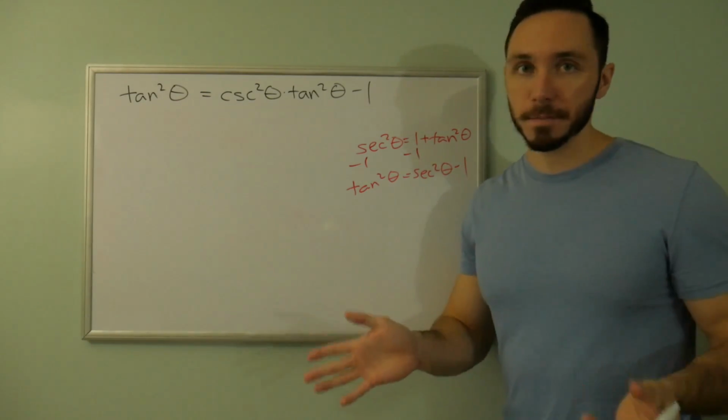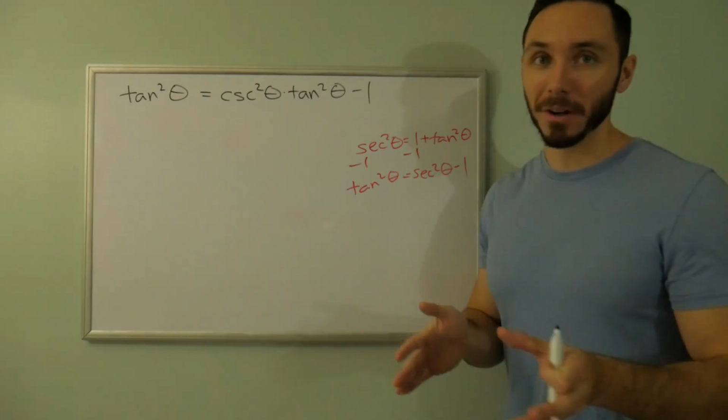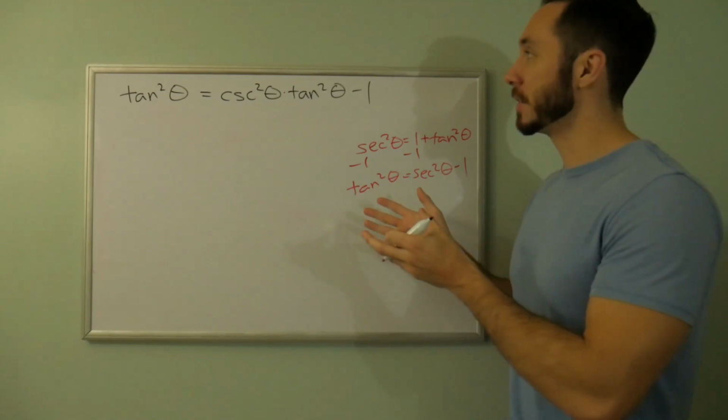One of the hardest, trickiest parts of trig is you can easily go down the wrong path, at least with a verification of identities.